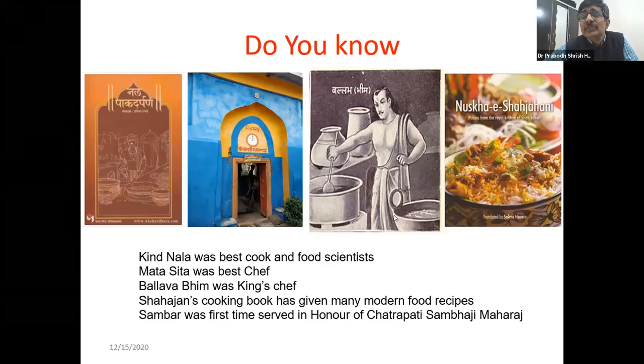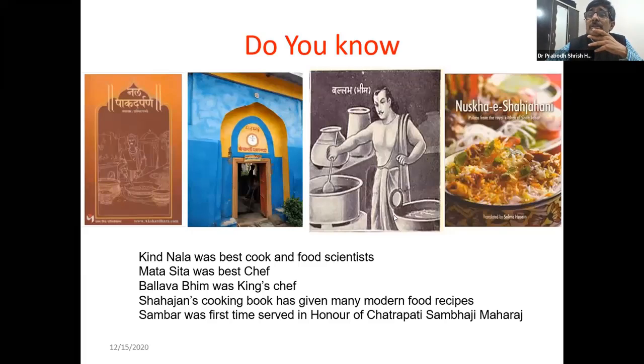Ma Sita was the best chef. Sita ki rasoi. Bhim, one of the Pandava brothers, when he was in Agyatwas, wrote a book while he was a Ballava in the Virat kingdom. He developed a product called Avelia, which is a South Indian dish, and the invention is credited to Bhim.